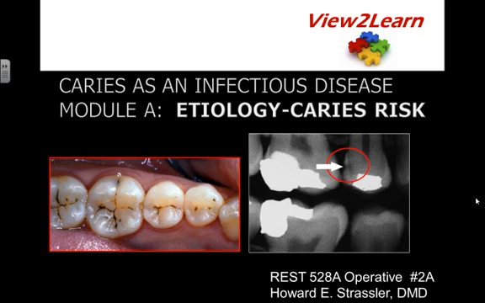Today's lecture is on caries as an infectious disease. This lecture is made up of 3 individual modules. Module A is on the etiology and caries risk.